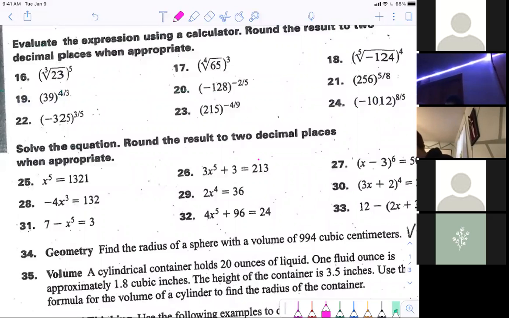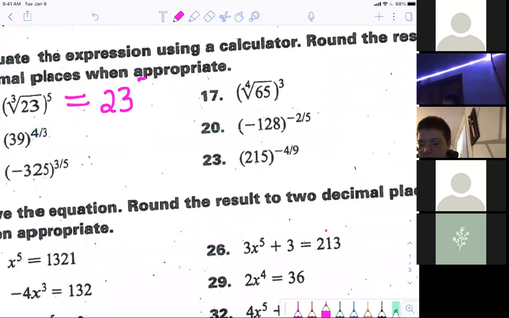So number 16 says the cube root of 23 and then to the 5th power. So I'm going to change this into a rational exponent. So this is really 23, and then the exponent is going to be 5/3. So we cannot do this without a calculator because 23 is not a perfect cube, and multiplying it by 5 is not going to make it any better.